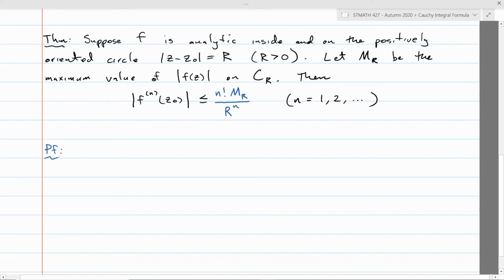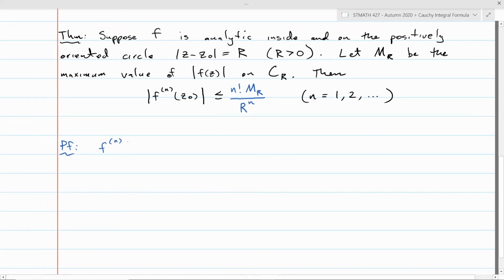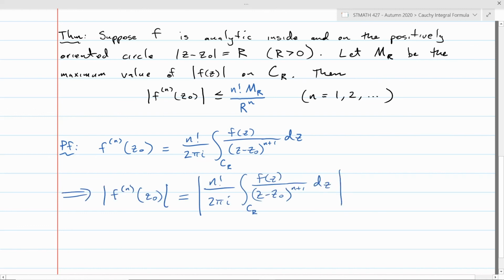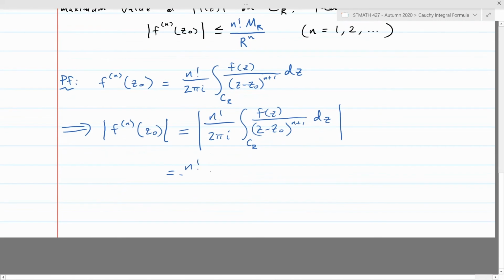And so we get this pretty cheaply using the extended Cauchy integral formula. So under these hypotheses, we know that f^(n)(z0) is equal to n factorial over 2 pi i, integral around c sub r, f of z over (z minus z0) to the n plus 1 dz. So then the modulus works out like this. We can pull out that n factorial over 2 pi i. But the modulus of 2 pi i in the denominator is just 2 pi. And then we know that f of z has this upper bound on that circle.